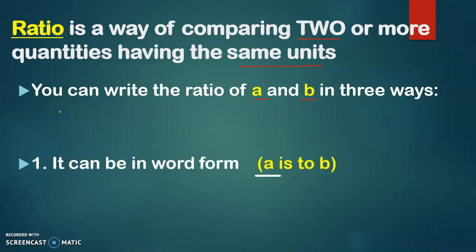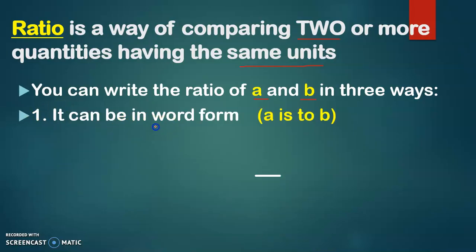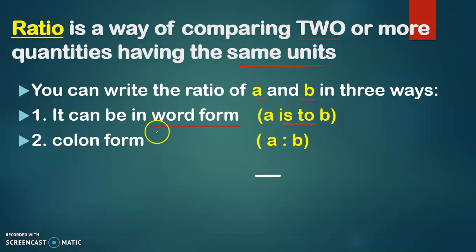Una, pwede mong isulat ang ratio in word form, kung saan the ratio of, if you are going to compare A and B, pwede mo siyang isulat as A is to B. Okay? The second way of writing the ratio is colon form naman. First is word form, pangalawa ay colon form, kung saan pwede mo siyang isulat as A, and then the symbol for colon, and then B. Ang pagbabasa din yan is just A is to B.